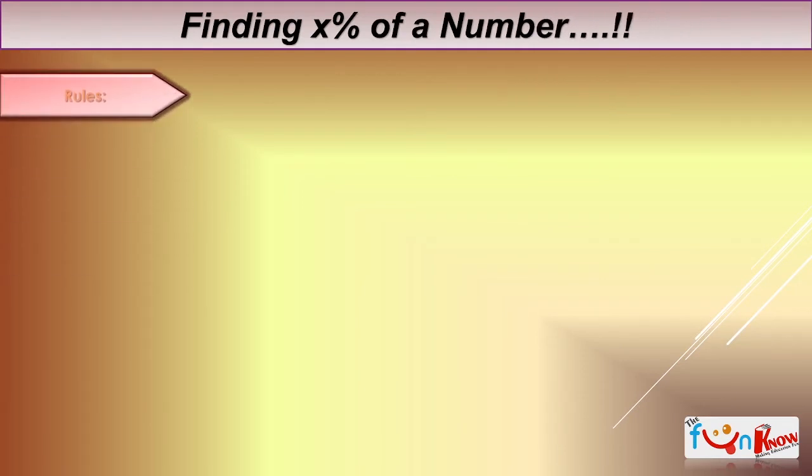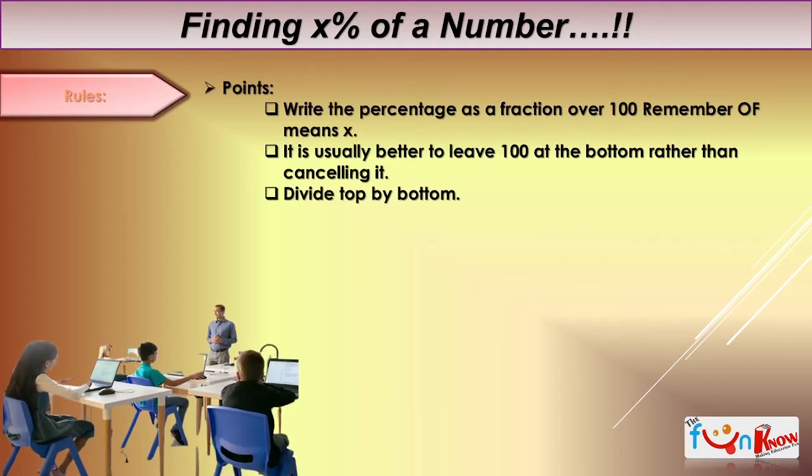Next, students, finding the x% of numbers. That means we have to find the percentage of whatever the value. X means you don't know the value of the number. So write the percentage as a fraction over 100, and remember "of" means multiplication. It is usually better to leave 100 at the bottom rather than cancelling it. Here they are telling us not to cancel 100, because it will be better not to cancel the 100 and divide top and bottom.